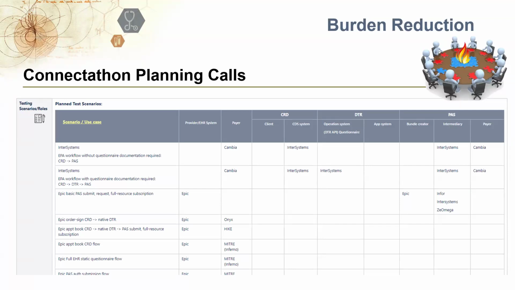So each one, we fill this out. This is what we do during our Connectathon planning calls. So the scenarios, what role they're actually playing, what parts they're actually testing. Inside paths, we include any information regarding CDEX and attachments.